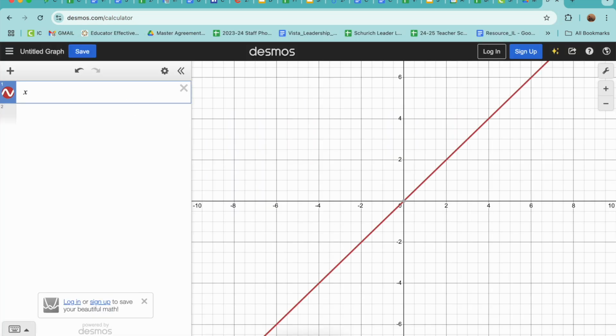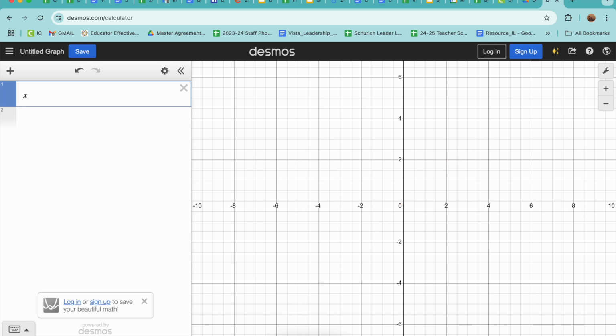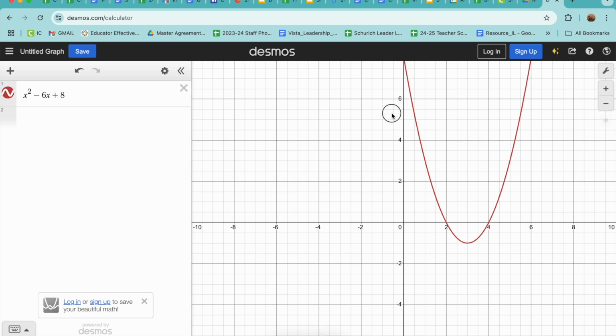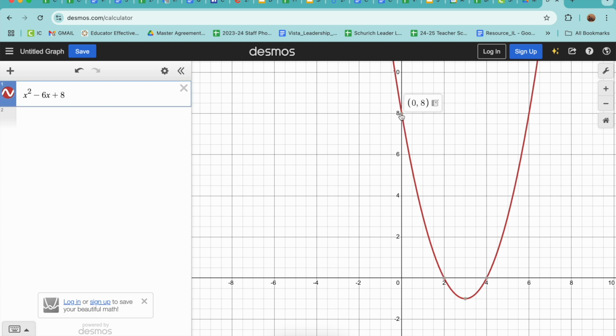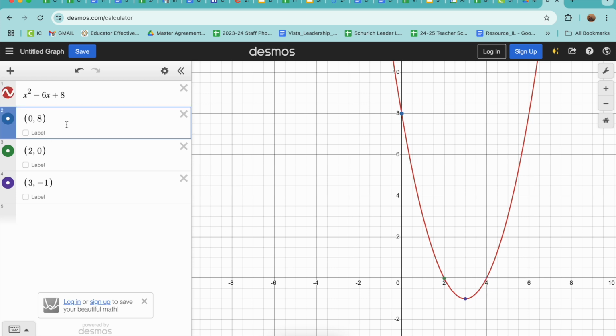We had x squared minus 6x plus 8. I can click on all the important points. I need to find the y value too. I'm going to keep that. And I can label it as well with this little checkbox. So there's all our key points. 0, 8 is our y-intercept.